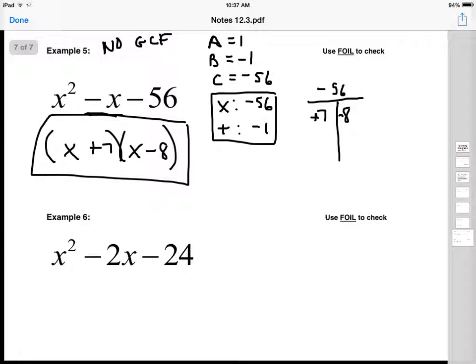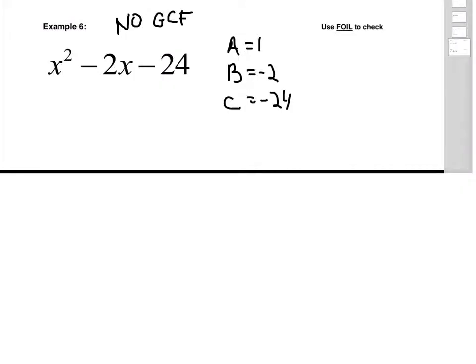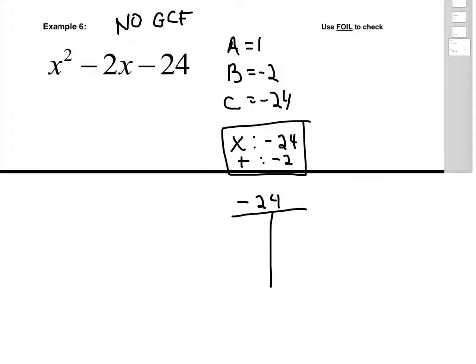All right, let's do the last one. Write it down. There's no greatest common factor on this one. And I've written down that A is 1, B is negative 2, C is negative 24. So that means I'm looking for things that multiply to negative 24 but add to negative 2. So let's look at factors of negative 24. So 24 and 1. One has to be positive, one has to be negative. I could do 12 and 2.